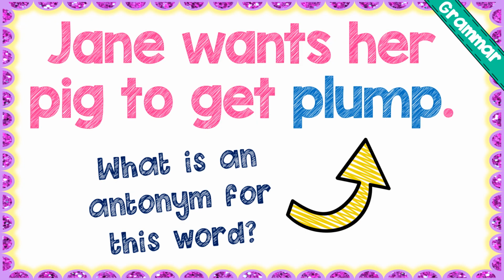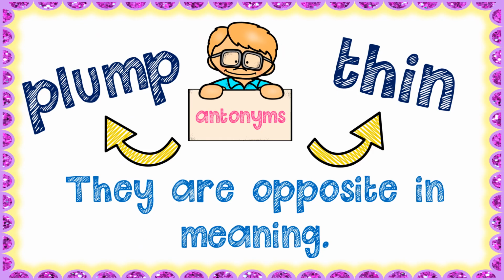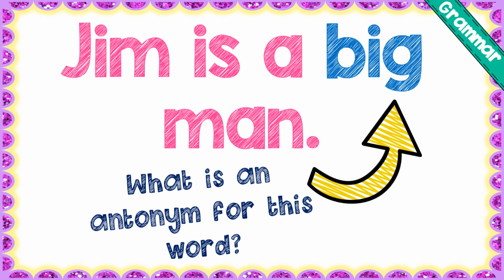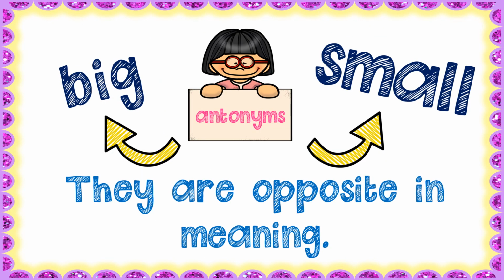Jane wants her pig to get plump. What does plump mean? It means kind of fat, right? So what would be an antonym for the word plump? Thin or skinny. Good. Those are opposite in meaning. Those are antonyms. Jim is a big man. What is an antonym for this word, big? Small. Good. These are opposite meanings.